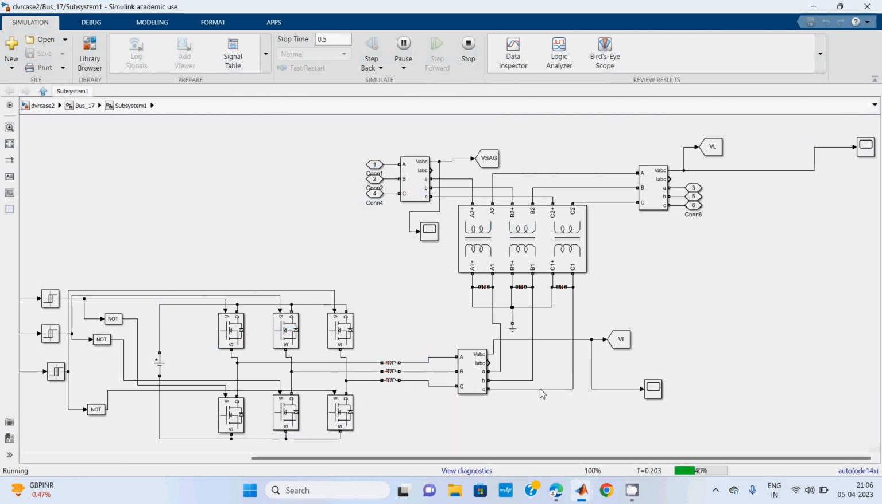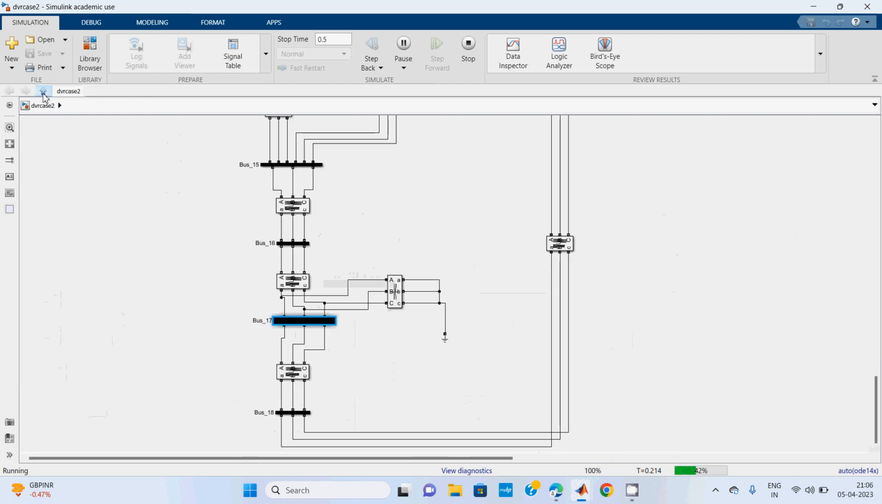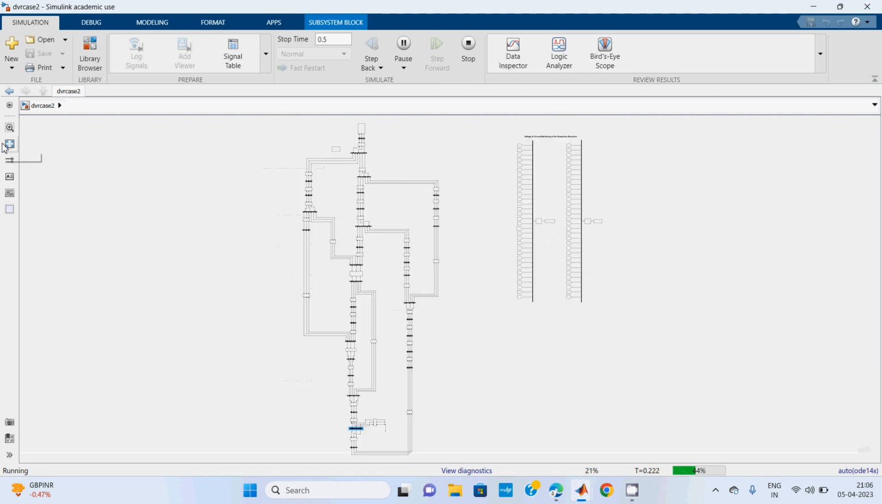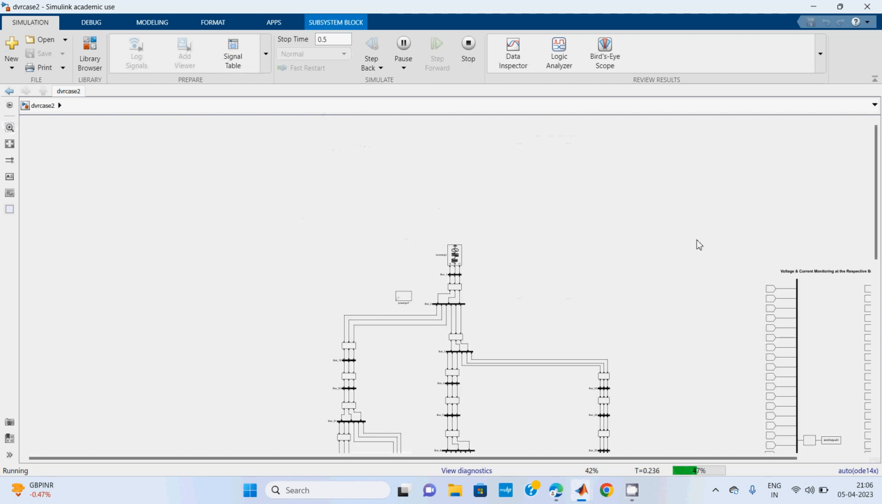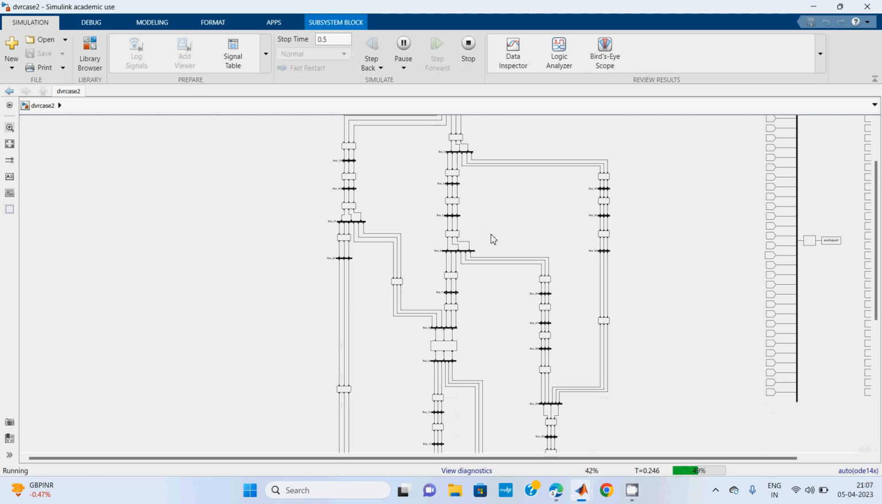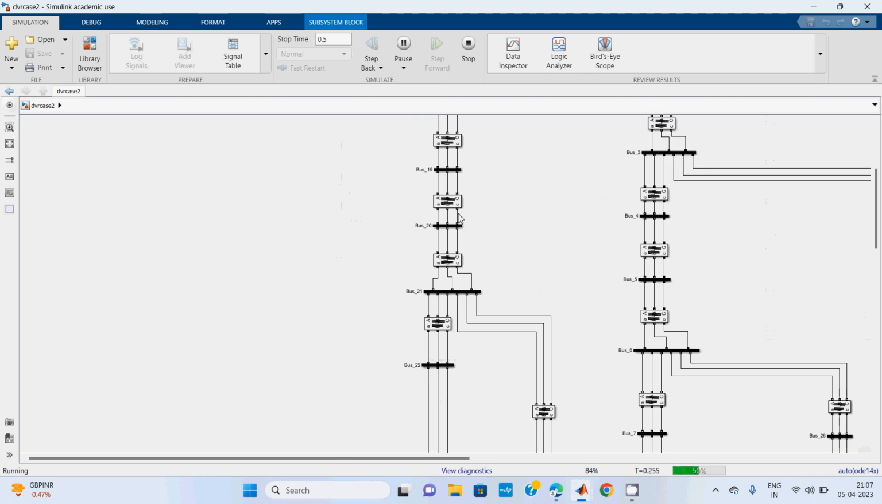I'm just running the model, because it will take some time. My model is the IEEE 33 bus. I'm considering the IEEE 33 bus, which has nearly 32 nodes.